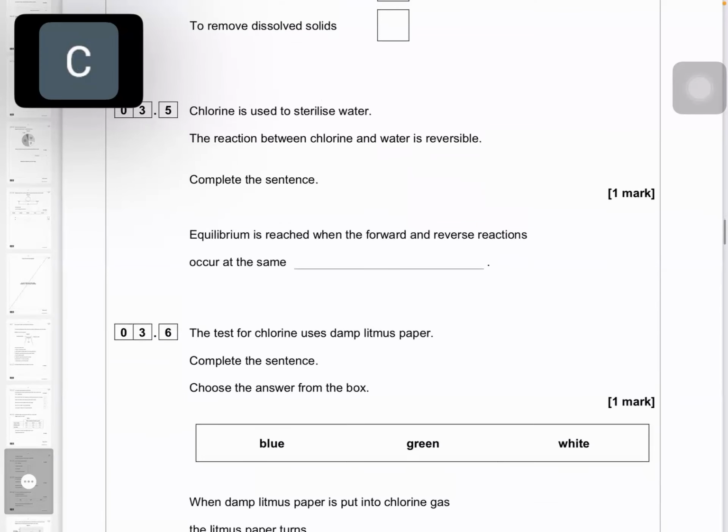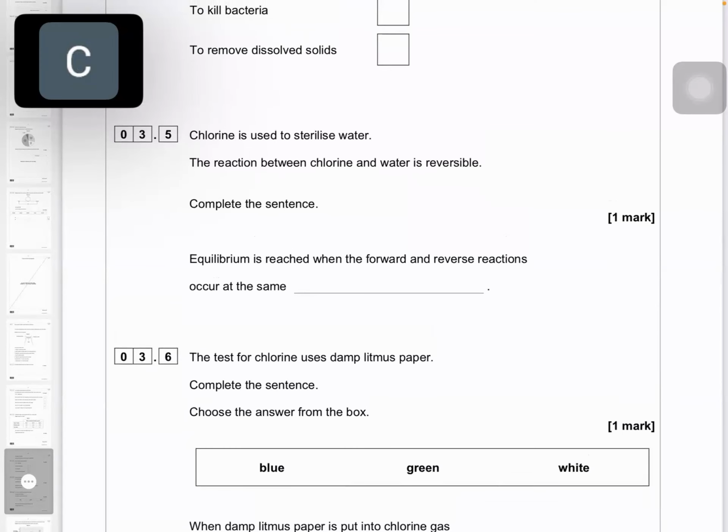Chlorine is used to sterilize water. The reaction between chlorine and water is reversible. True. Complete the sentence: equilibrium is reached when the forward and reverse reactions occur at the same rate, or speed. They occur at the same speed or rate of reactivity. Okay, so what does the marking scheme say there, where equilibrium is reached?